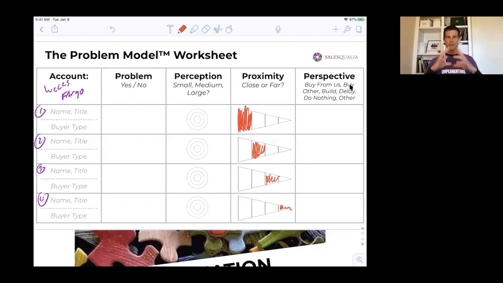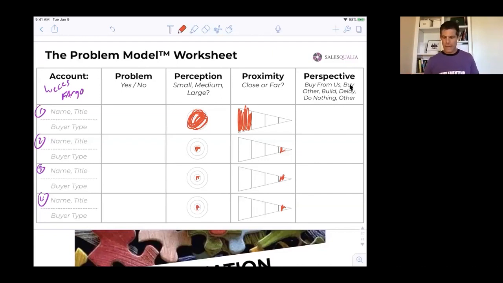Again, this is a way for you to visually look at each deal and figure out, okay, do we have one person who is really close to the problem every day, but all the other buyers are kind of far away? They're not proximate to it. And maybe this person is the same person that said this is a big problem, and these three all said it's a small problem. So again, from a qualification standpoint, we've got to figure out whether or not this deal is real or not.